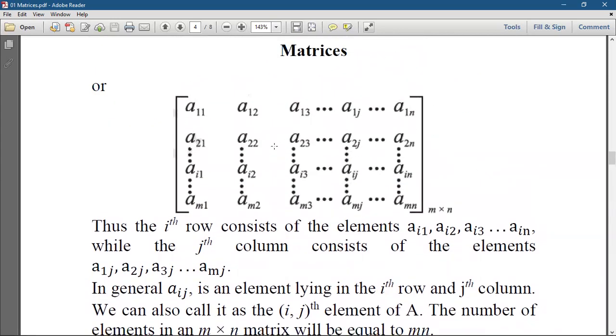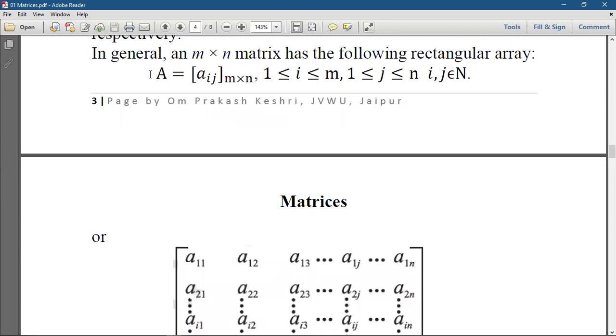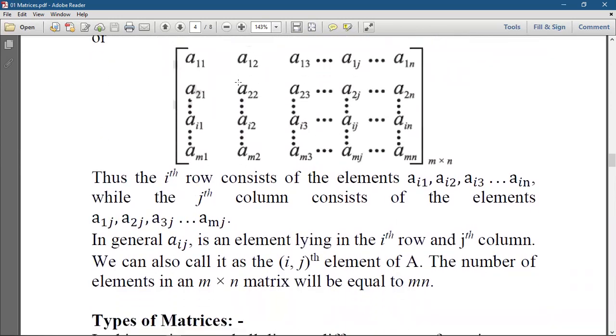In pictorial form, this is the exact matrix. Or mathematically, we can represent this matrix as A equals Aij of order m by n, or we can say m into n. It will represent a matrix of order m by n, where Aij represents the element of the ith row and jth column. i varies from 1 to m and j varies from 1 to n, because the number of rows will be m and the number of columns will be n.